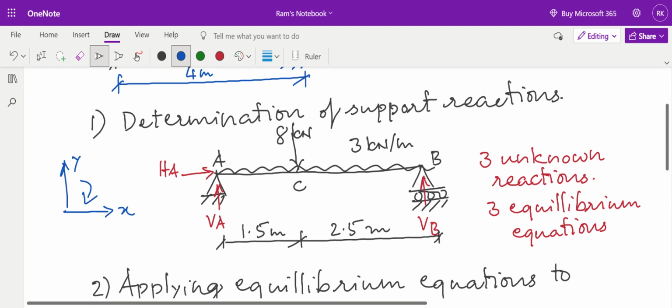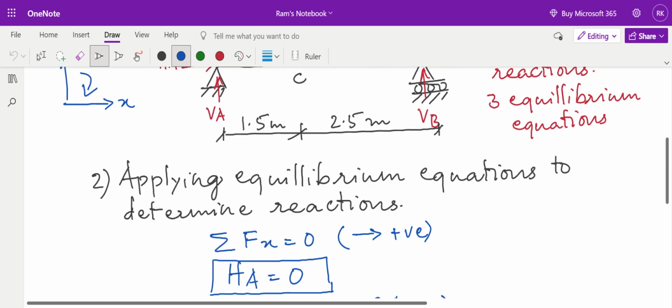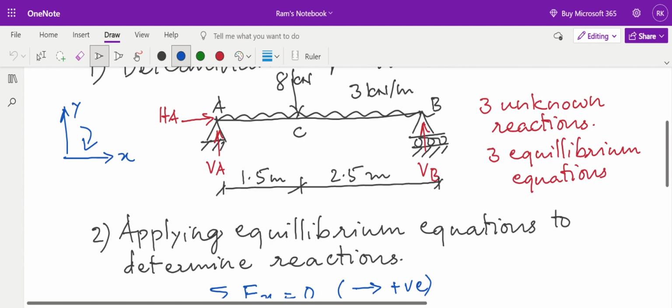I will find this is 3 kilonewton per meter for 4 meters. So effectively, the force is 3 into 4, and this load is acting downwards. So I am writing VA minus 3 into 4. Why negative? Because this force is acting downwards, and my sign convention is upward forces positive. This means downward forces I have to consider as negative. So 3 into 4. Is there any other force?